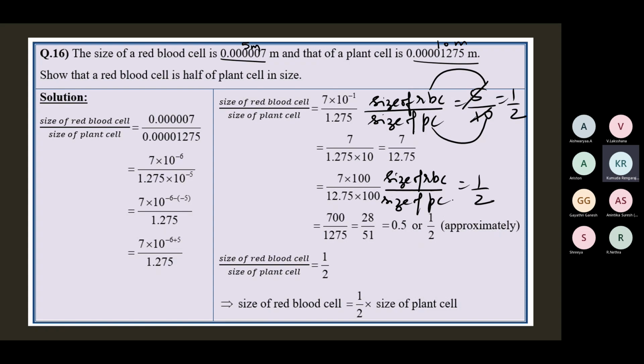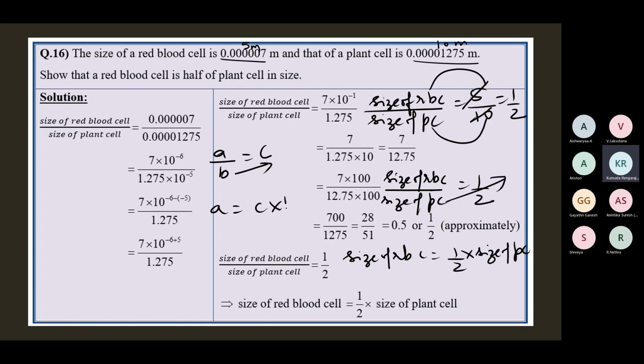On cross multiplying, you get size of red blood cell is equal to half into size of plant cell. See, like you have A by B is equal to C. When you cross multiply, you get A is equal to C into B.